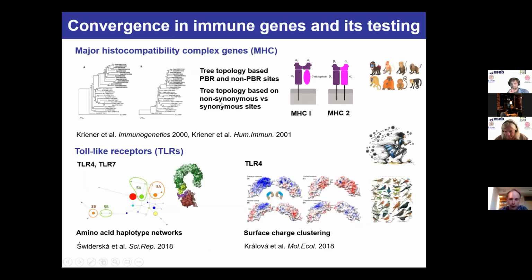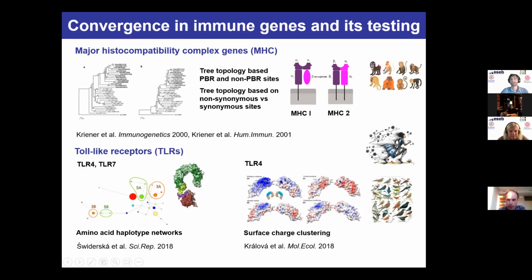And probably the best documented is the convergent evolution in the MHC gene complex, where some approaches were developed to identify convergence based on the comparison of a peptide binding region versus a non-peptide binding region. And if we compare those trees, in case of any incongruence, this is traditionally considered as an indication for convergence. And the same is also true if we compare non-synonymous site trees with synonymous site trees. More recently, convergence was also detected by using amino acid haplotype networks in TLRs or based on surface charge clustering.